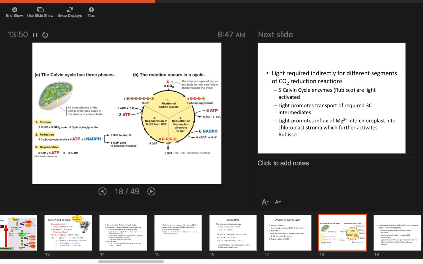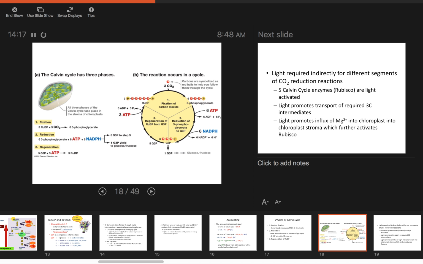Notice in this cycle, they have 3 CO2 coming in. So again, you just have to look at the diagram and figure out what they are starting with. CO2 comes in, binds to RuBP, which is a 5 carbon molecule. It forms an intermediate molecule that is unstable and breaks down into PGA. And there are 6 of them, like this.